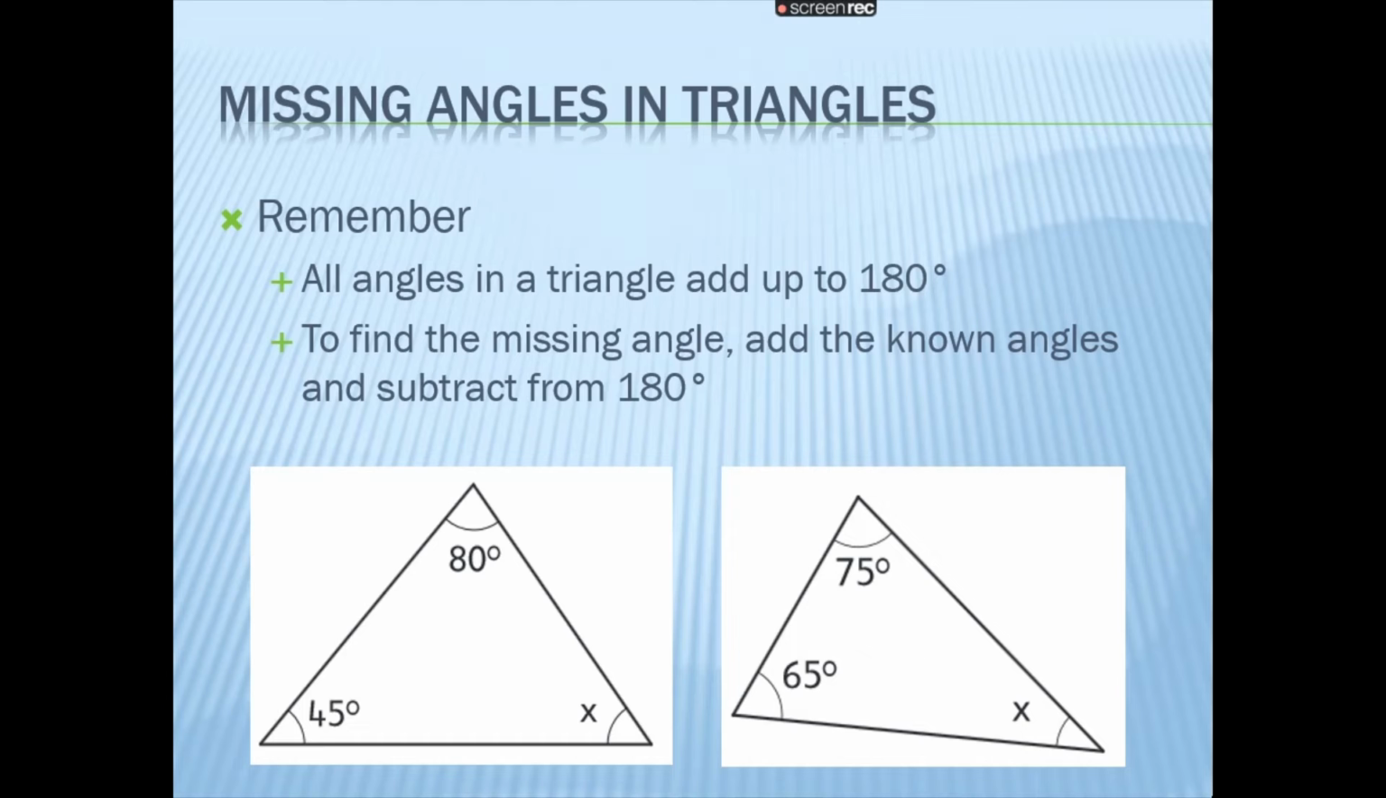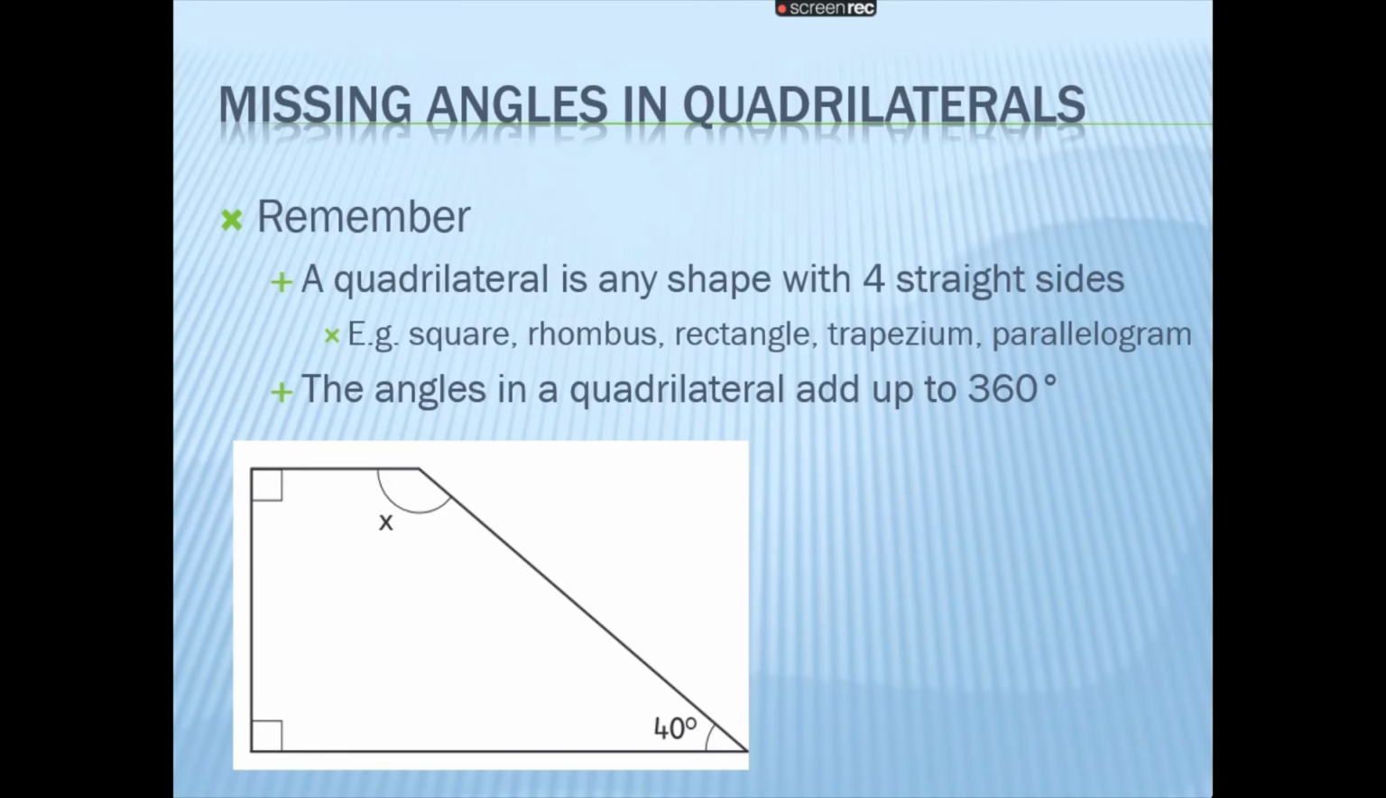Now remember, in a triangle, all angles will equal 180 degrees. So to find the missing angle, we subtract the known angle or angles from 180. There we go, 80 plus 45 is 125. So to find the missing angle x, I'm going to do 180 minus 125, which means that this angle here must be 55 degrees. And it's the same on this side. I'm going to add these two up, then subtract that from 180. Adding them up gives me 140, and 180 minus 140 is indeed 40 degrees.